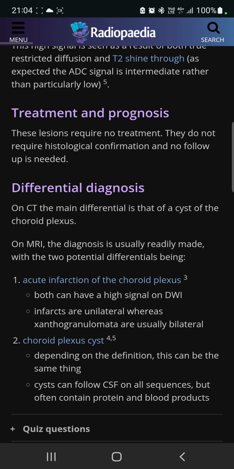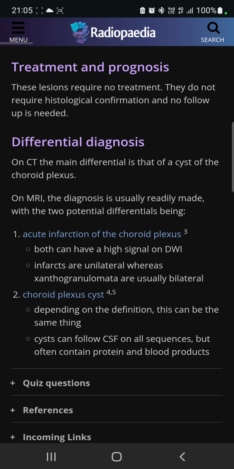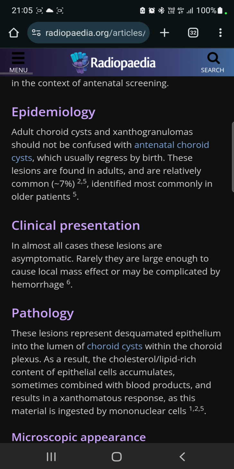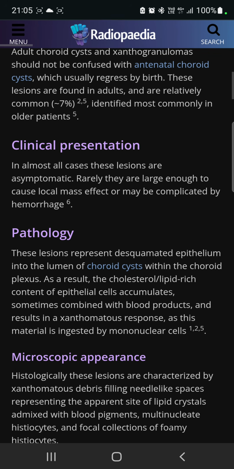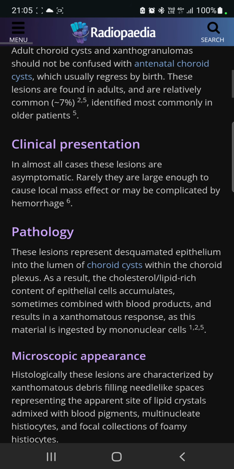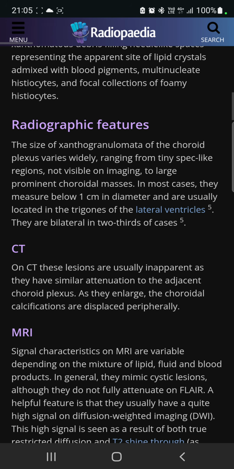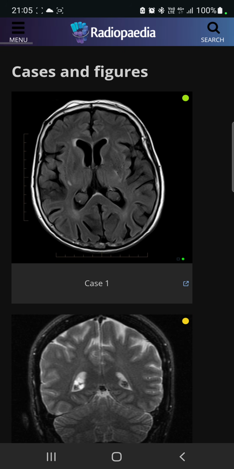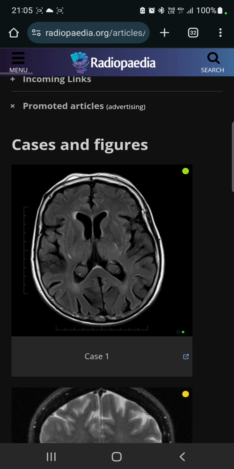They require no treatment and no histological confirmation, no need for biopsy, and not even follow-up. If you look at the clinical presentation, almost all cases are asymptomatic. Very rarely it can cause obstructive hydrocephalus or things like this. So it's also the most common choroid plexus mass in adults, so it's very important to note.